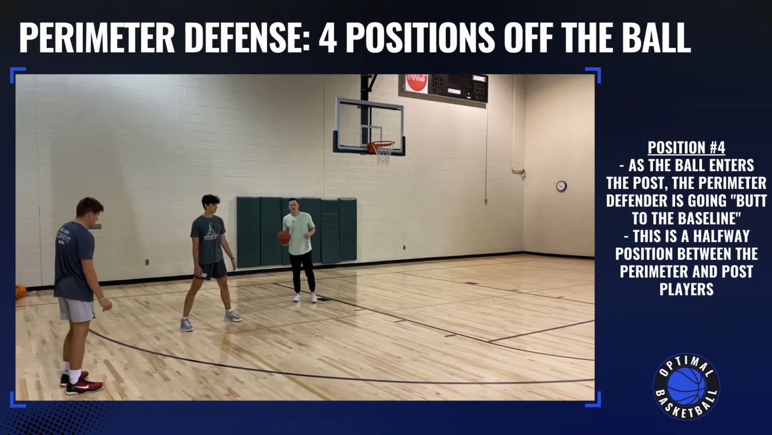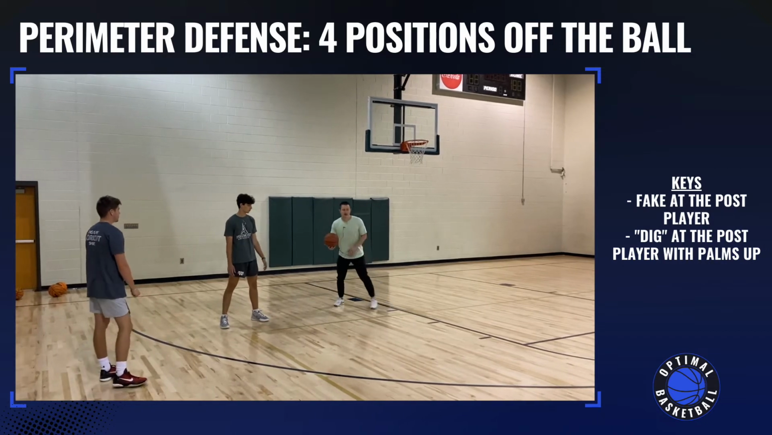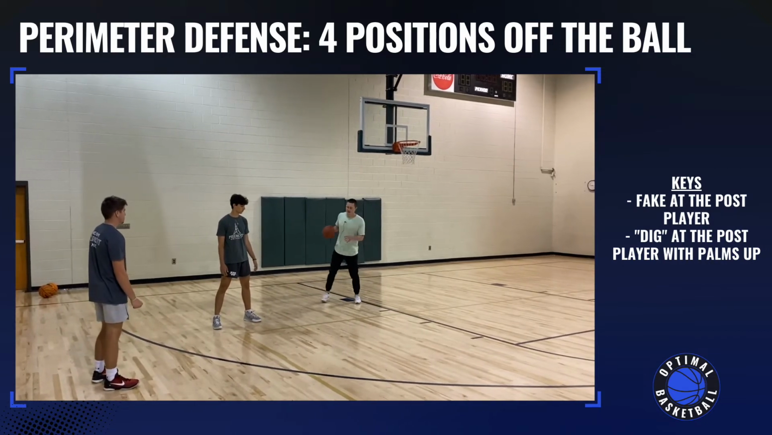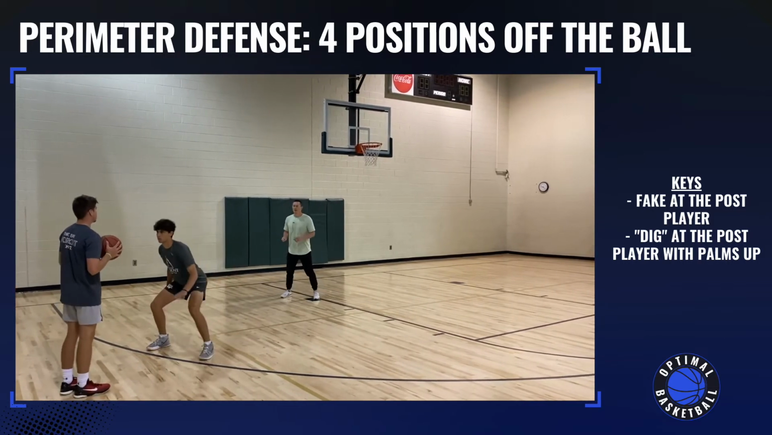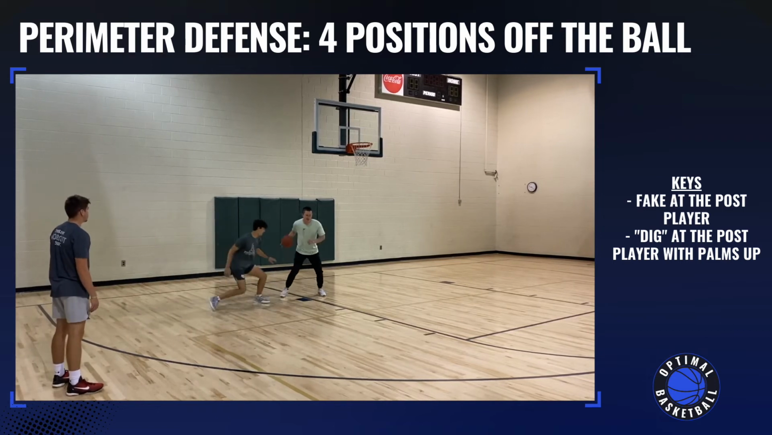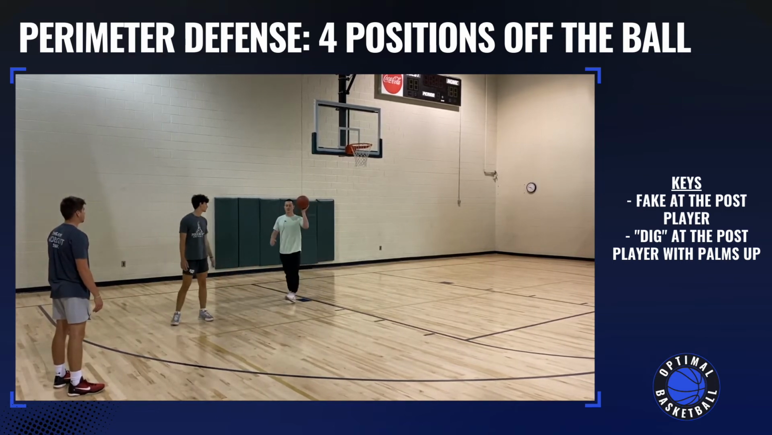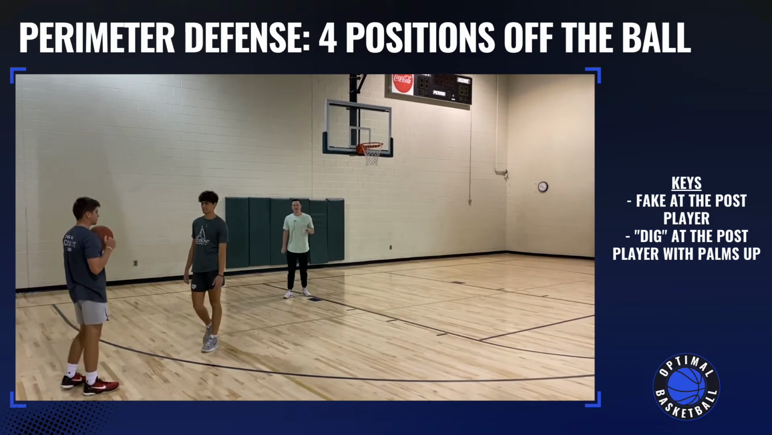So a couple things the defender can do is they can play cat and mouse or fake at the post player. So let's do that, Caleb. I'll catch it down here, and then you'll just kind of fake at me a couple times. So we feed the post. Caleb goes butt to the baseline. Now he's faking at me, trying to confuse the ball handler and trying to make him pick up the basketball. So that's one thing. The second thing is a dig.